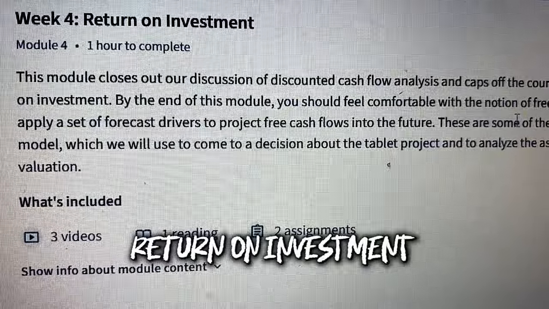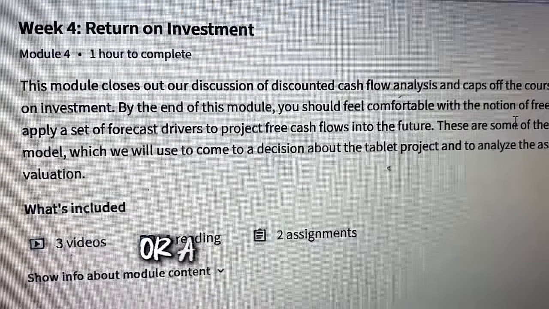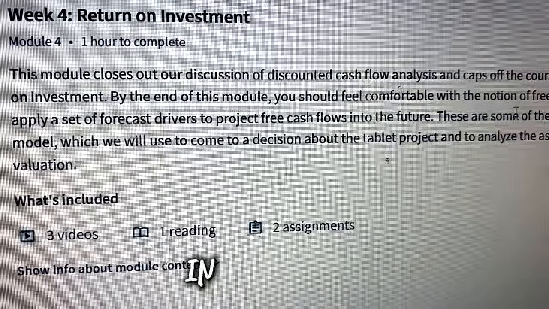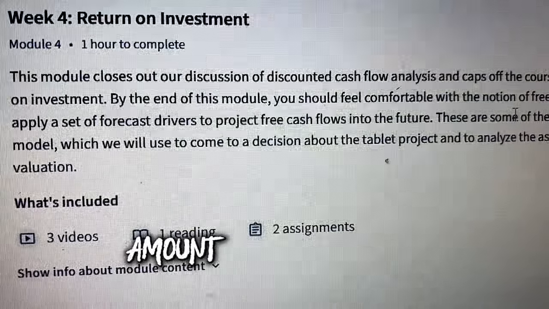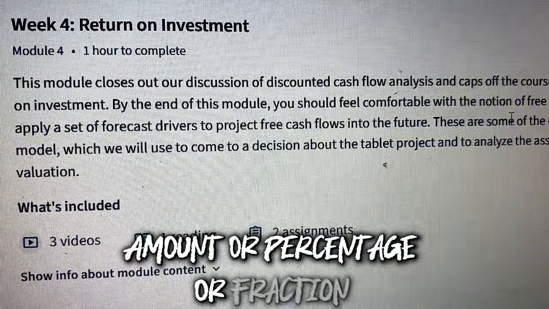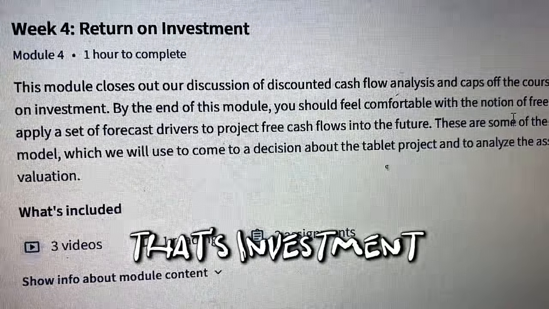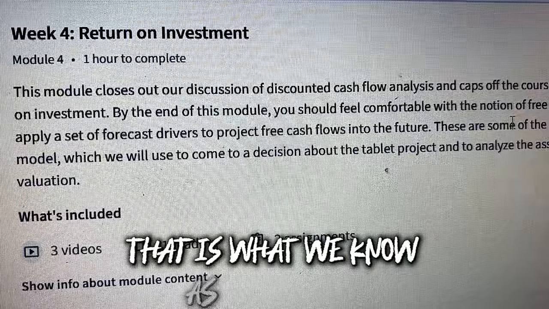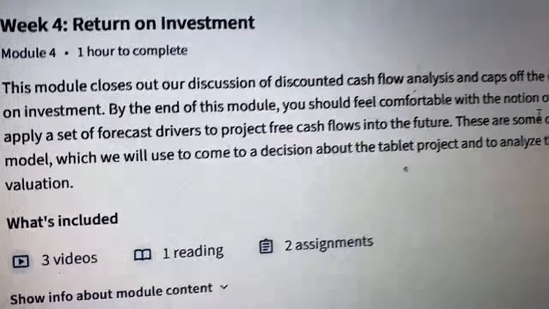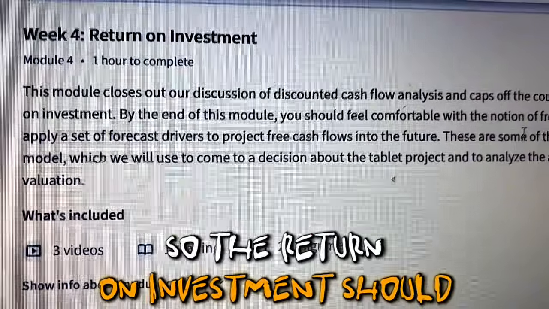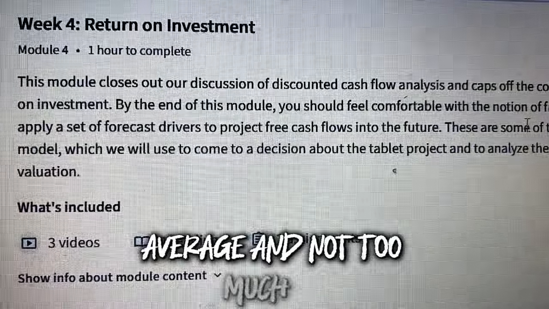Return on investment: simply, when you have a capital or a certain amount to invest in a business, what amount or percentage or fraction do you get back from that investment? That is what we know as return on investments. The return on investment should always be moderate, average, and not too much.